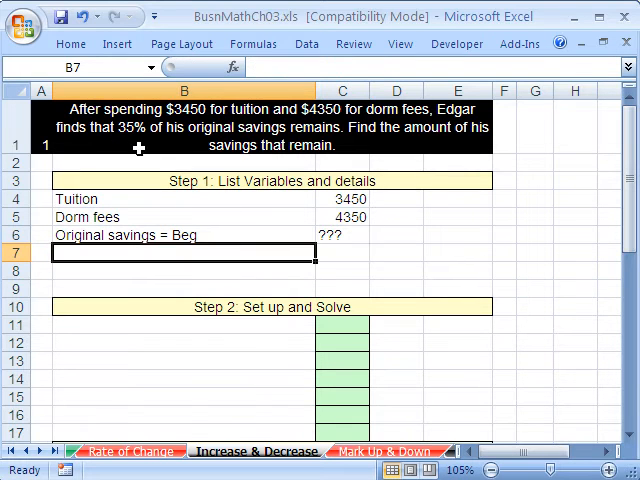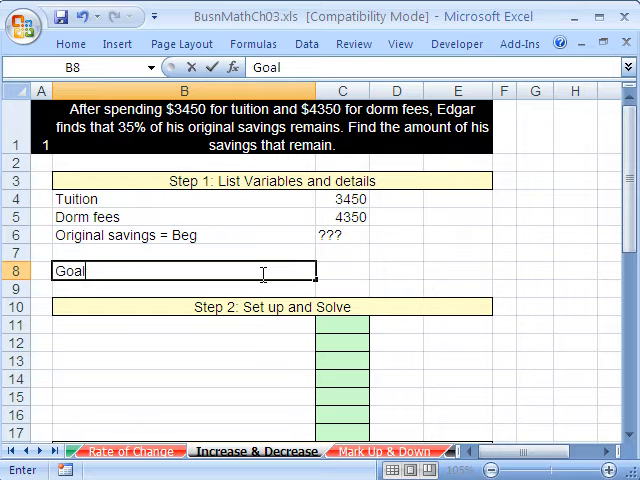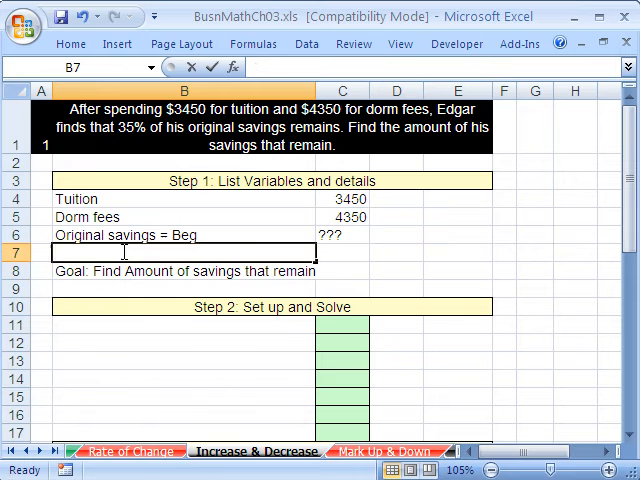Then it says Edgar finds that 35% of his original savings remains. Well, if you have a bank account and you have 35% left, that's associated with whatever's left over. Oh, and the amount left over is the end. And down here it says find the amount of his savings that remain. I'm going to put goal, find amount of savings that remain. And the amount that remains is actually the end amount. So I'm going to put that right here, equals end.